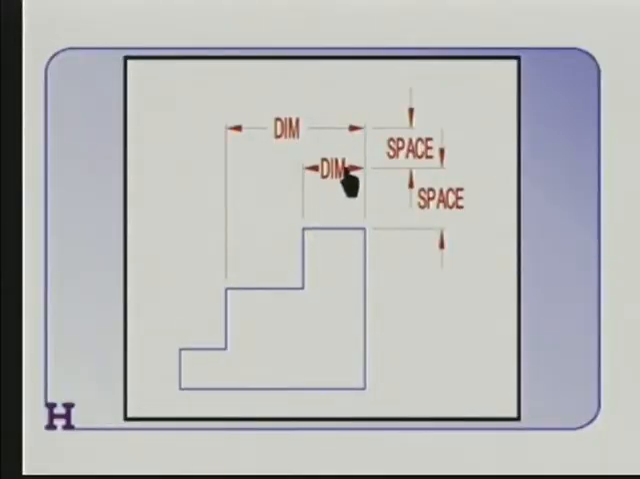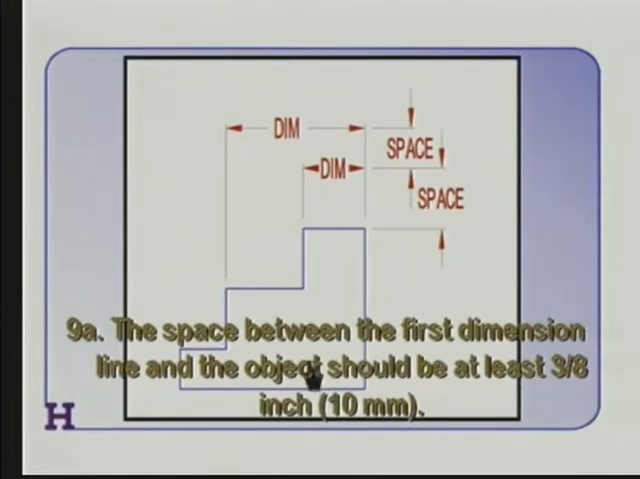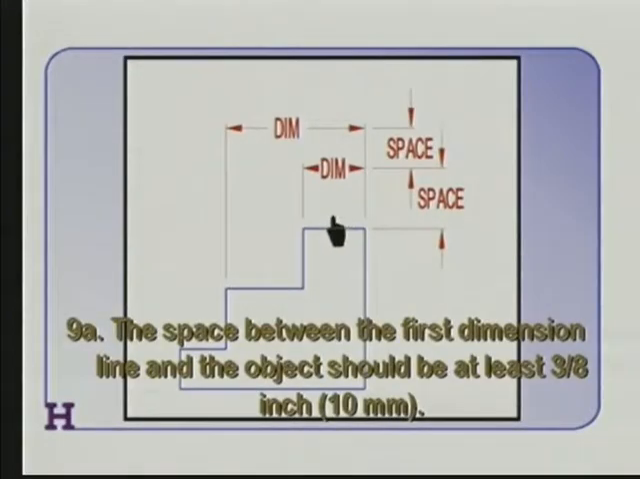Now, regarding the spacing between the object and the dimension lines. The space between the first dimension line and the object should be at least 3/8 of an inch, which is the same as 10 millimeters. We're talking about the first dimension line here and the space here between the object and the first dimension line. Notice that that's a minimum. It's not always 3/8, but you need to have at least 3/8. Otherwise it gets crowded here and it's harder to read.